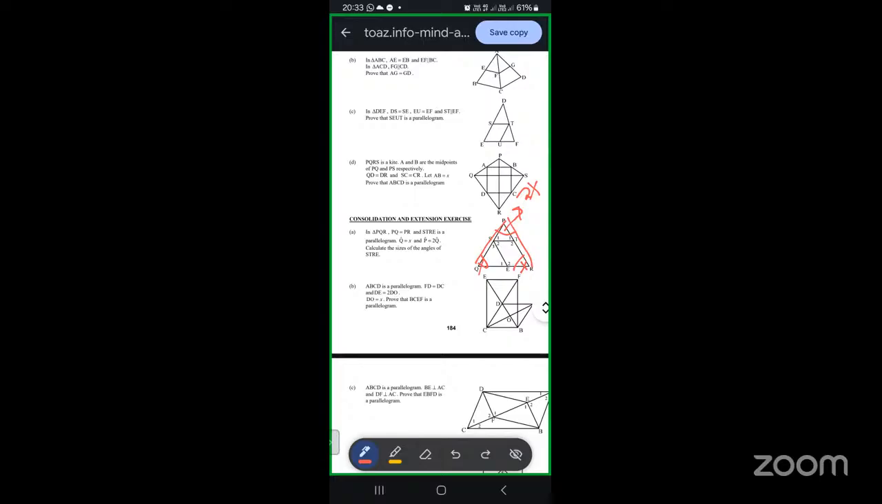Then now let's go to the question and see what it requires us to do. Calculate the sizes of the angles of STRE. STRE is this parallelogram. So we want all angles in this parallelogram. Is there any one of you guys who can share some idea of how we can do this problem of calculating the sizes of the angles of this STRE?